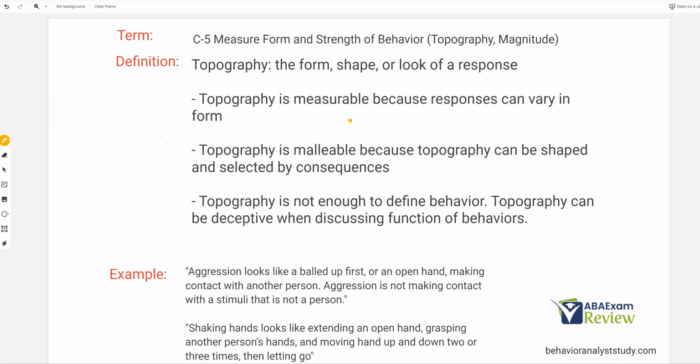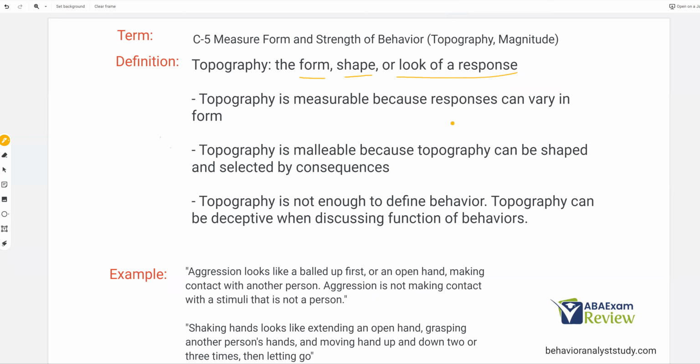Okay, so topography, more specifically, form, shape, or look of a response. You're probably all familiar with this. Typically, when writing definitions of behaviors, we have functions and we have topography. Topography helps because when I say jump, what does that mean? What does that mean to you? What does that mean to me? It means different things. With topography, we can actually write in words and describe what a jump is and what a jump isn't. So topography is measurable because responses can vary in form.